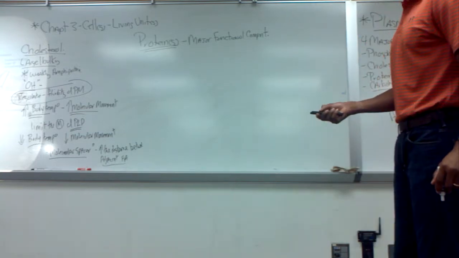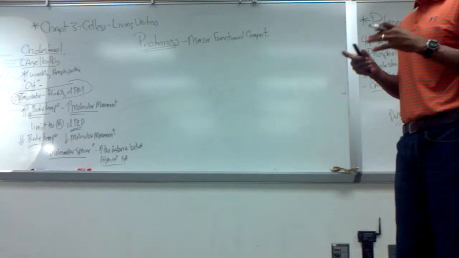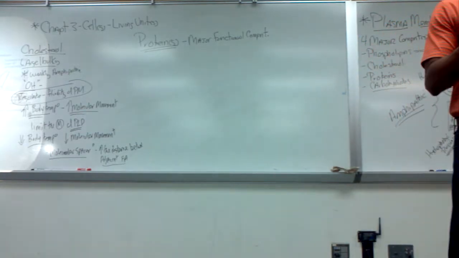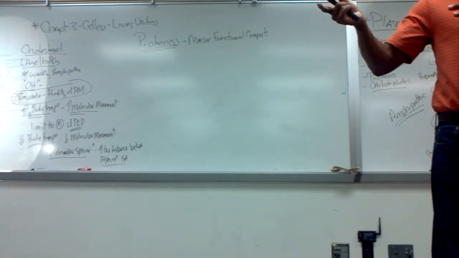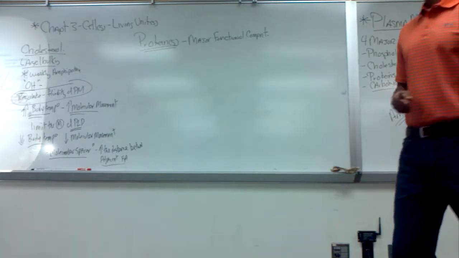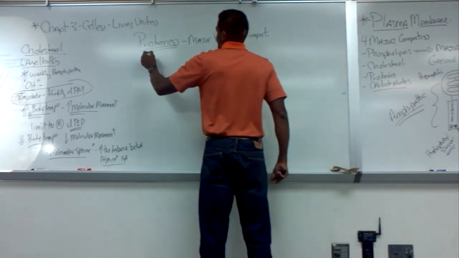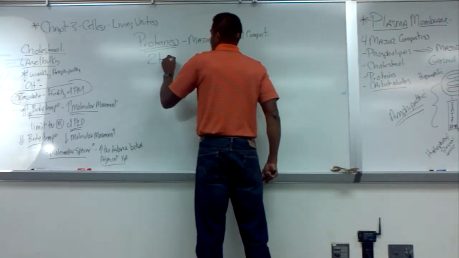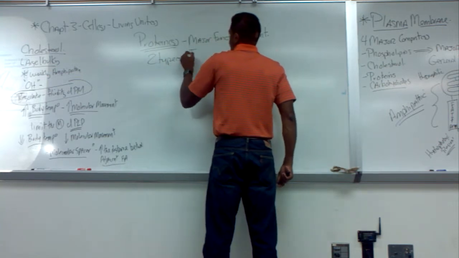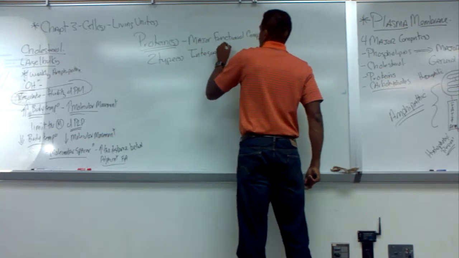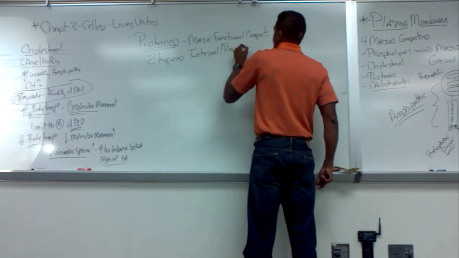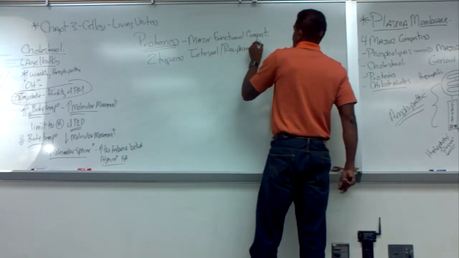As we take a look, we have two types of proteins, or two classes of proteins associated with the plasma membrane. They're called either what? Integral proteins or peripheral. So we have two types, two classes. We have the integral proteins and the peripheral proteins.